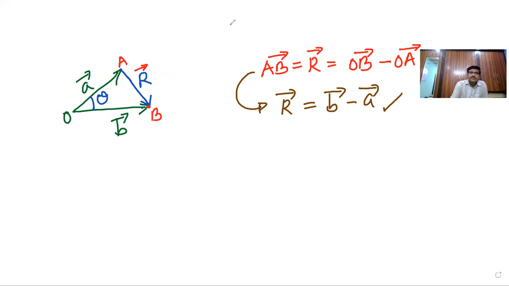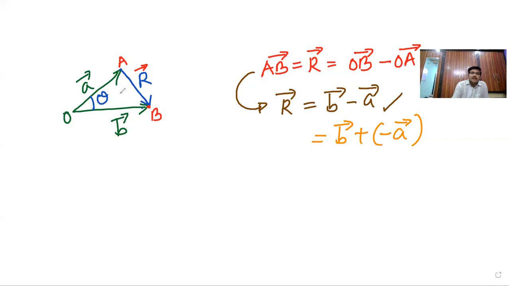Now observe. Here I need OB bar minus OA bar, B bar minus A bar. So can I write like this? B bar plus minus of A bar. Just B bar plus minus of A bar. Nothing but B bar minus A bar. Clear?